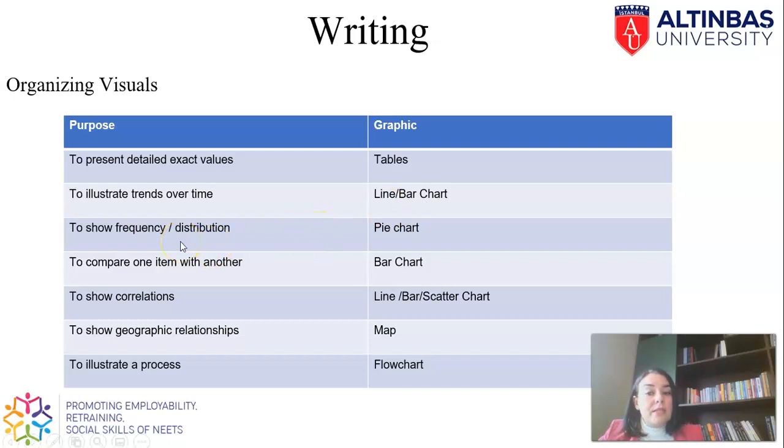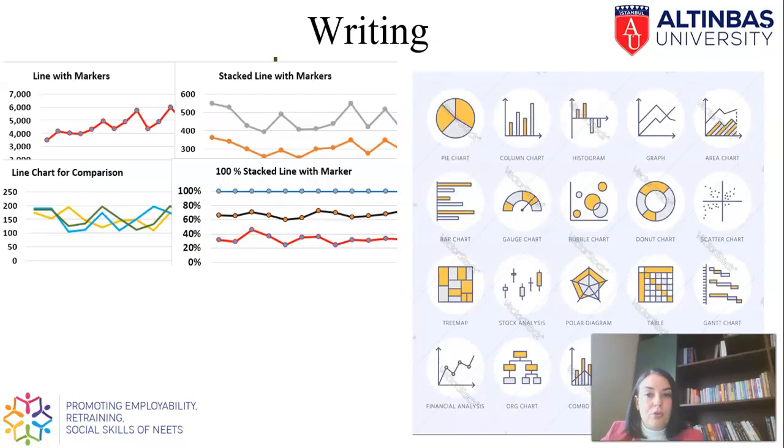To show frequency and distribution, pie charts are used. To compare one item with another, bar charts are again used. To show correlations, line, bar, or scatter charts are useful. To show geographic relationships, maps are used as visuals, and to illustrate a process, flowcharts are used in reports.